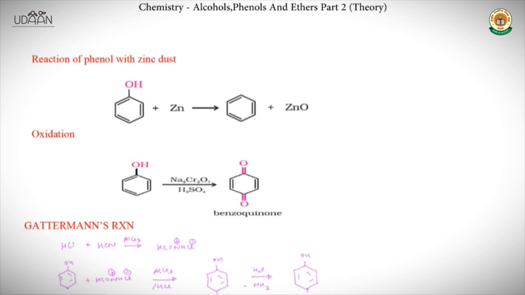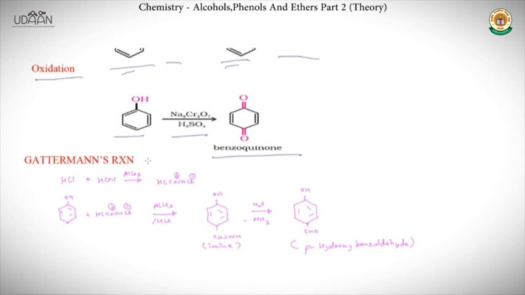Finally, when phenol is reacted with zinc dust, it becomes benzene and we get ZnO. Basically, it reduces phenol into benzene. Then in the oxidation reaction, when phenol is reacted with sodium dichromate in acidic medium, we get benzoquinone.